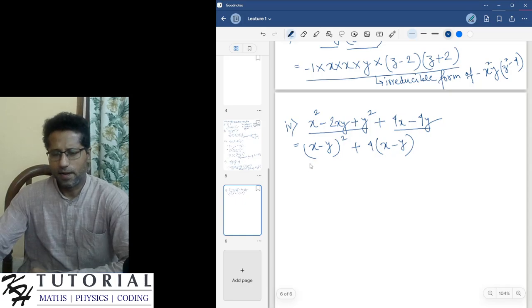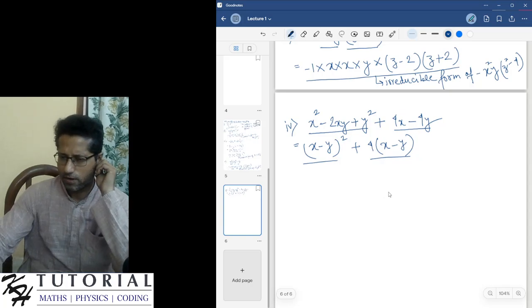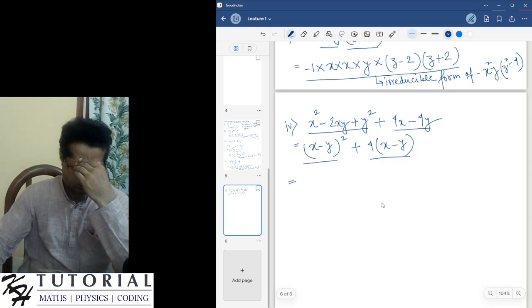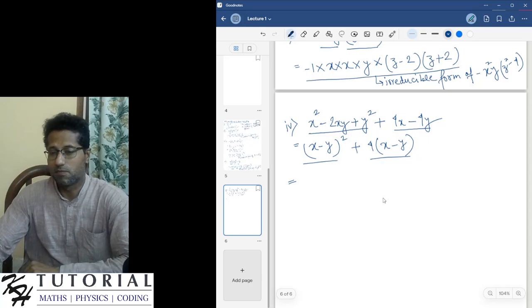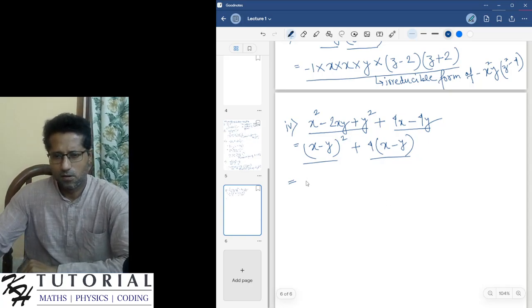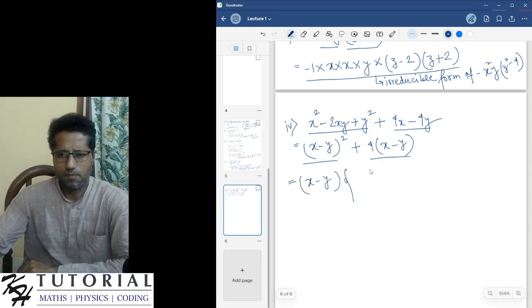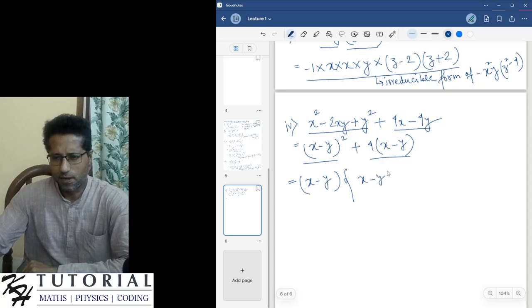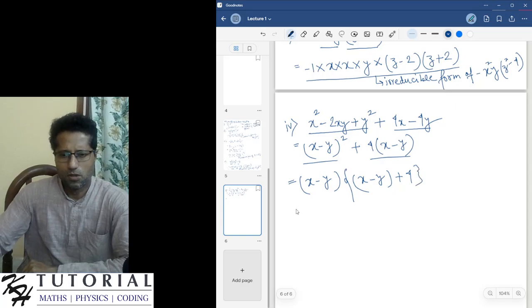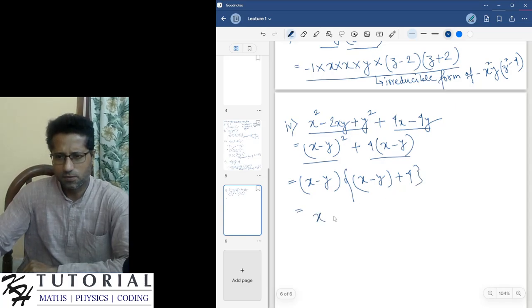Now we see that from this part and from this part, we have a common factor of x minus y. So we will take out that factor, and we will be left with x minus y plus 4. So the final factorization becomes x minus y multiplied by x minus y plus 4.